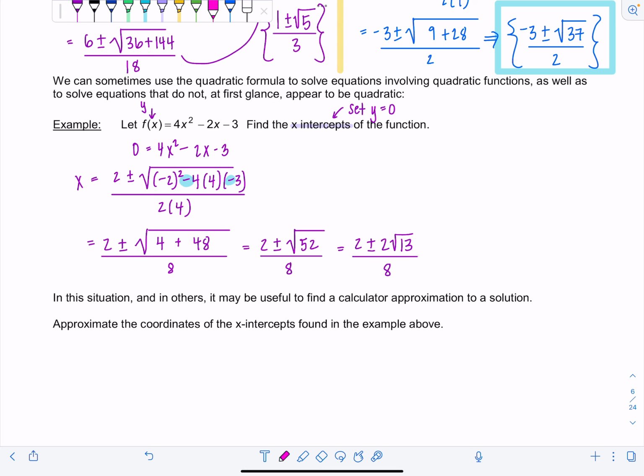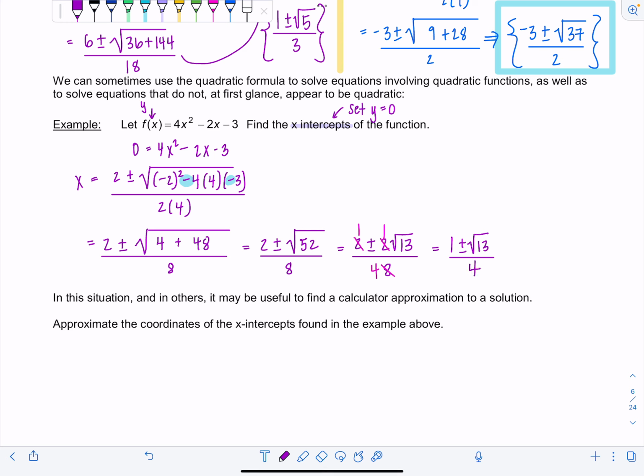And this we can reduce everything by 2 again. So don't forget that 2 will become a 1. It doesn't just disappear off the face of the planet. And then in the denominator now we have a 4. So this is 1 plus or minus rad 13 over 4.